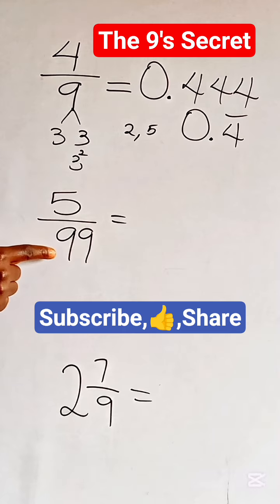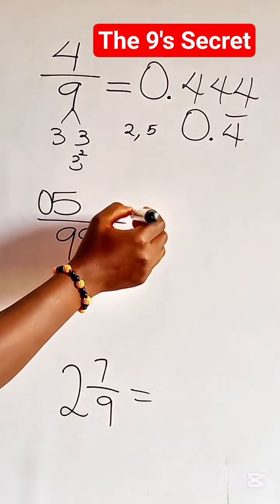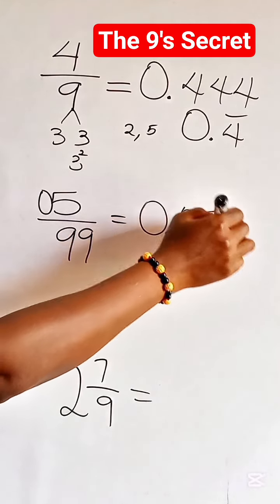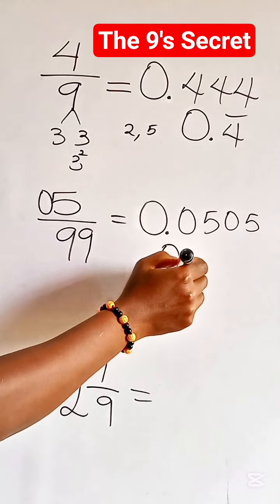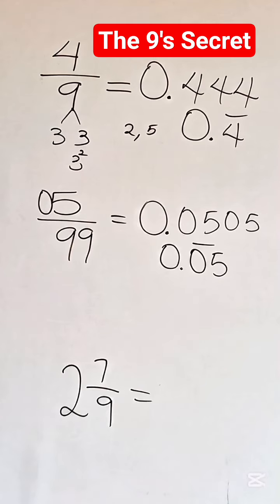Now we have 5 divided by 99. Okay, so 99 is 2 digits and 5 is a single digit. All you need to do in this case is to make the numerator 2 digits by just adding 0 here. So this becomes 2 digits, this becomes 2 digits. And since it's also recurring, we just have 0.0505 and so on, which is equal to 0.05 with a bar above the 05.